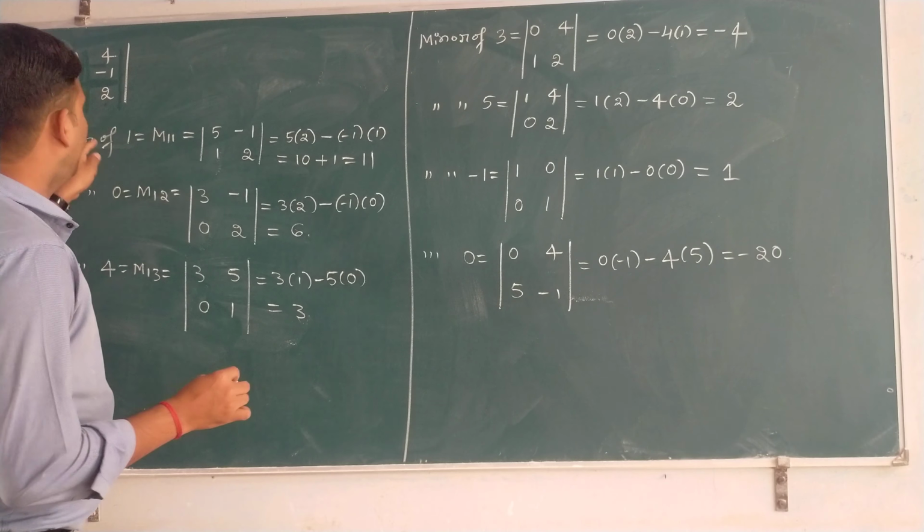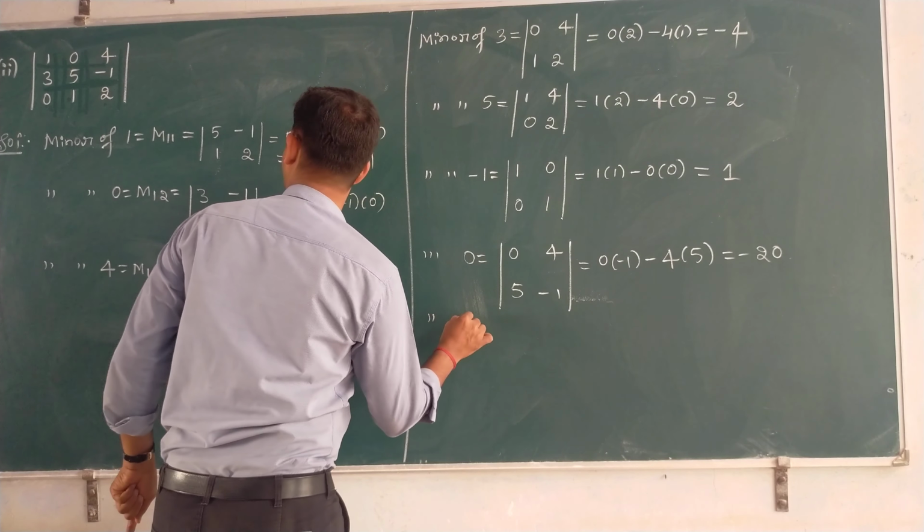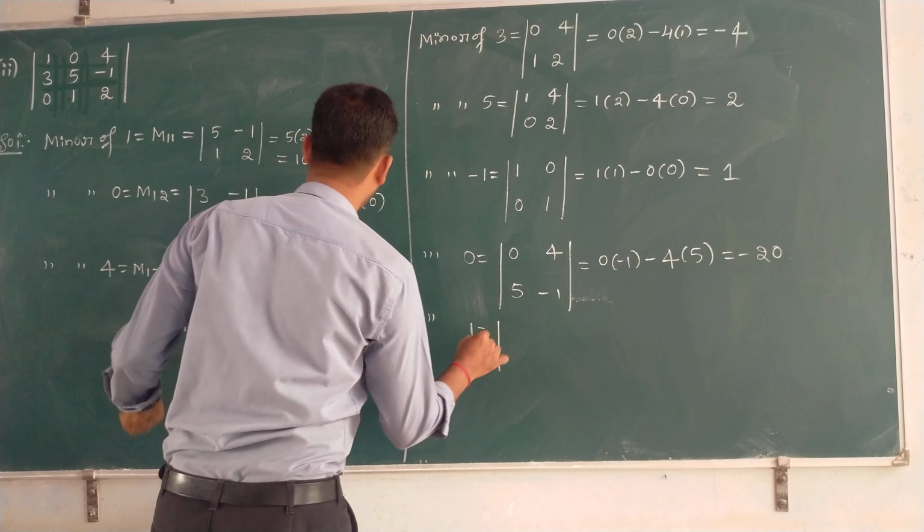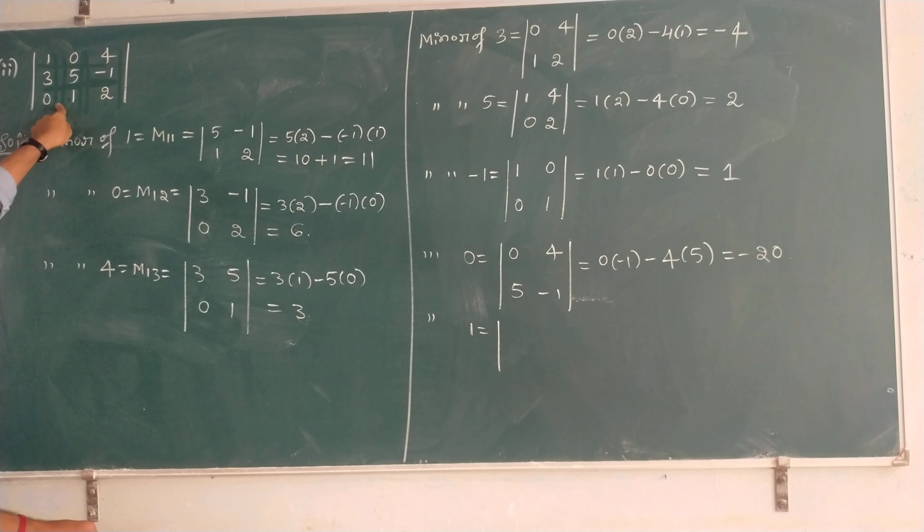After that, the minor of 1 is equal to the minor of 1. What are the values? This row we have to eliminate, this column we have to eliminate. The remaining elements are 1 4 3 minus 1, which is equal to 1 into minus 1 minus 4 into 3, which is equal to minus 1 minus 12, which is minus 13.